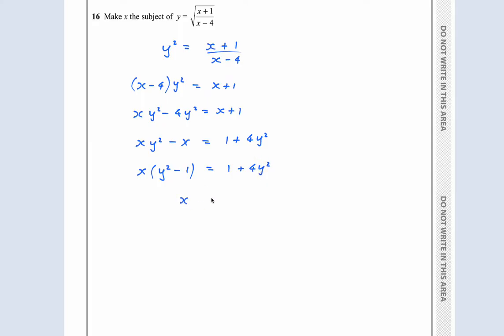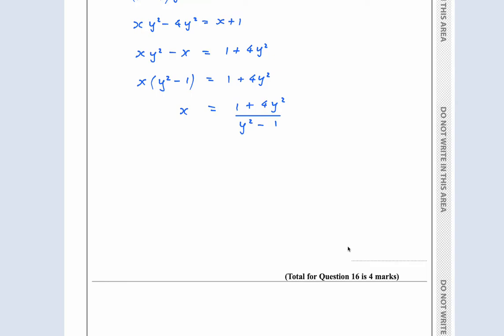And then finally, the last step is to get x all on its own. I need to divide by y squared minus 1. Now our x is the subject of the formula. So x equals 1 plus 4y squared over y squared minus 1.